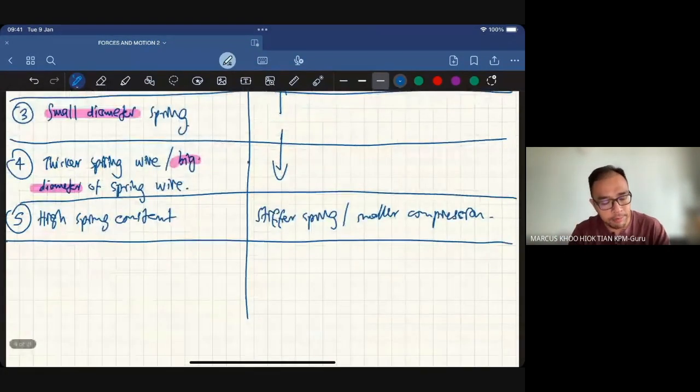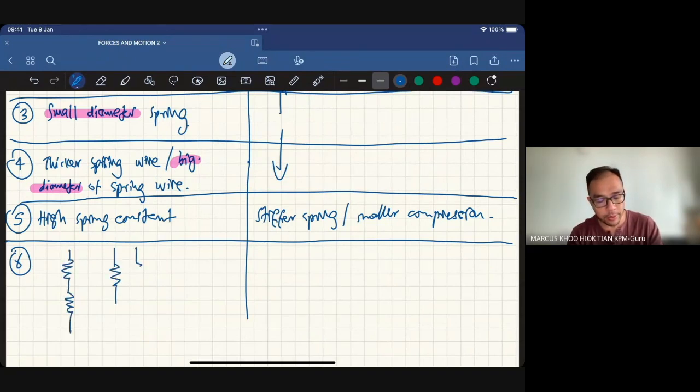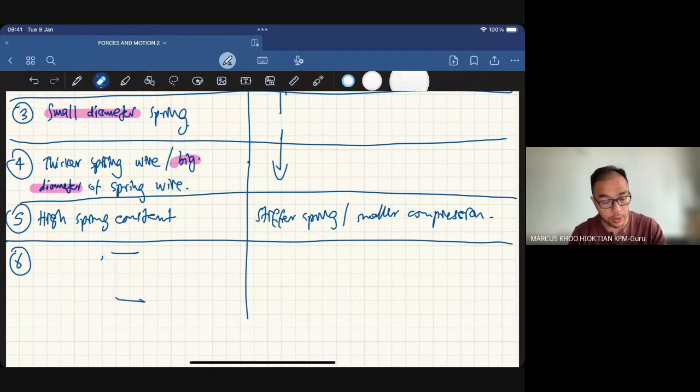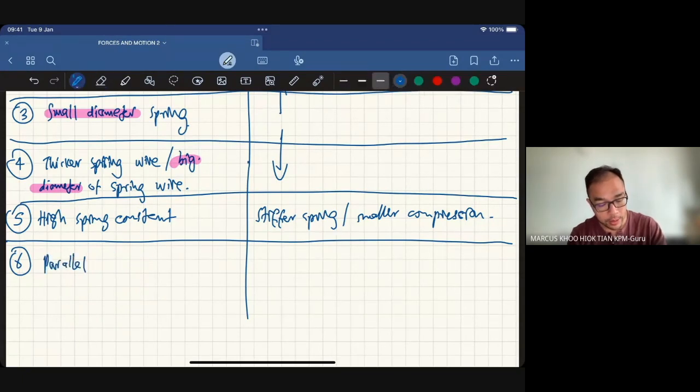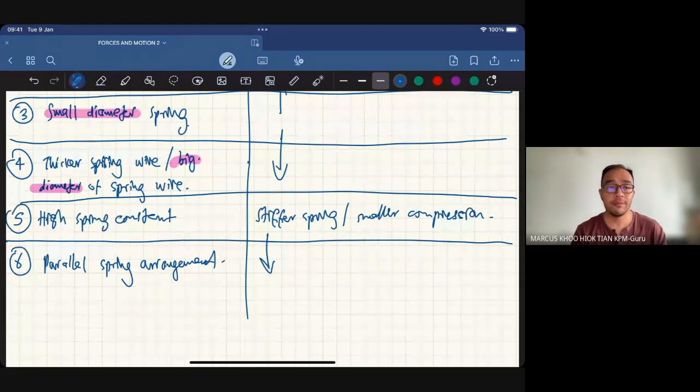Okay, other possible answers will be the arrangement of the spring. Remember that there are two kinds of arrangements. One is a series spring arrangement, and one is a parallel spring arrangement. So obviously we want the parallel spring arrangement. So the answer for this will be parallel spring arrangement. And once again the answers will be the same: higher spring constant, stiffer spring can support a greater load. After a while it's very boring.